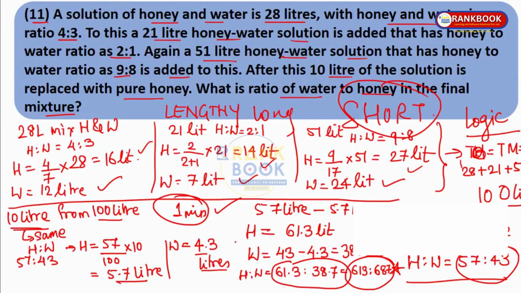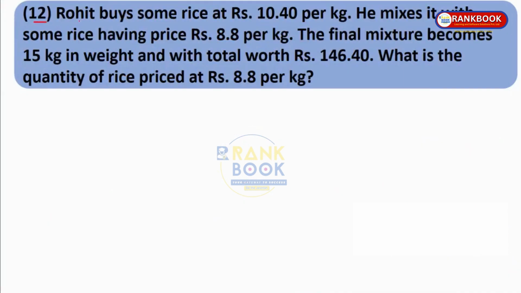Moving to the next question. Question number 12. Rohit buys some rice at rupees 10.40 per kg. He mixes it with some rice having a price of rupees 8.8 per kg. The final mixture becomes 15 kg in weight and with a total worth of rupees 146.40.